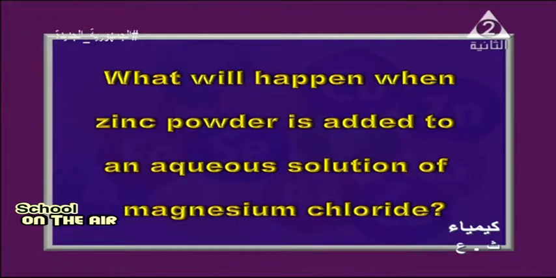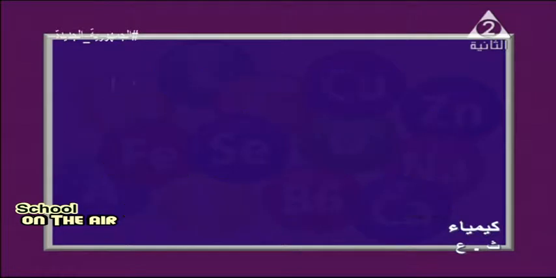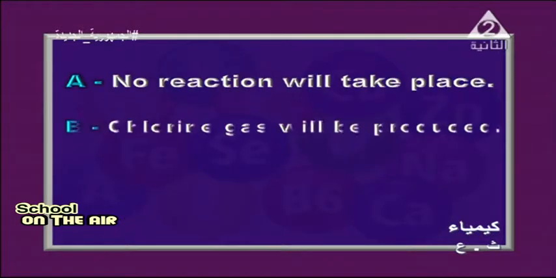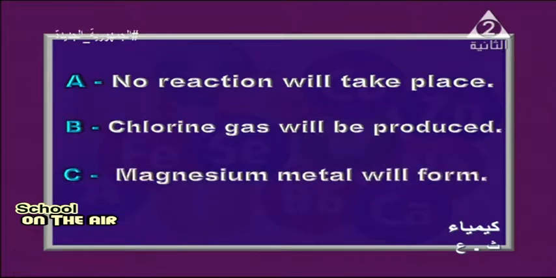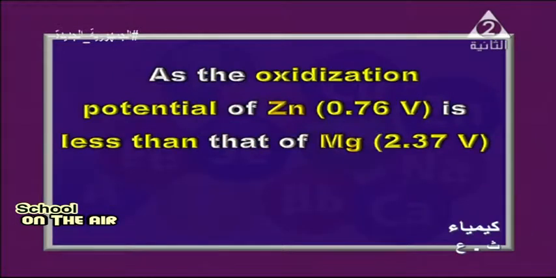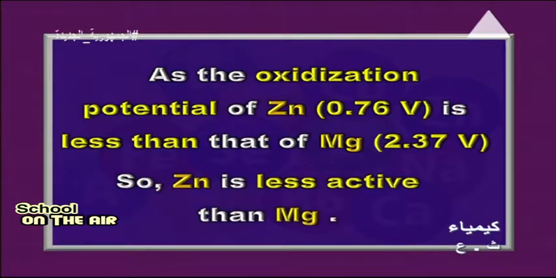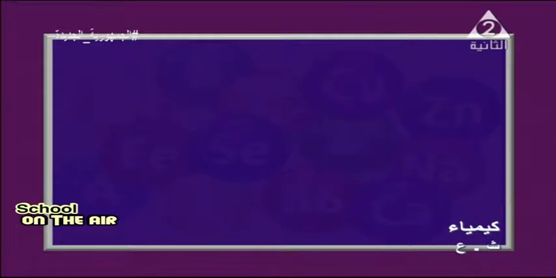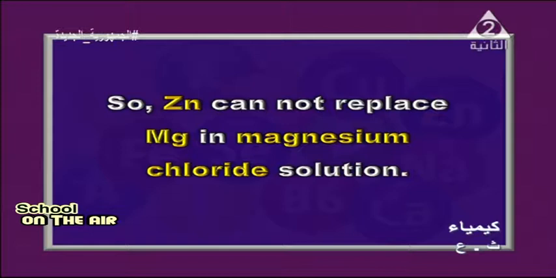So what will happen when zinc powder is added to aqueous solution of magnesium chloride? No reaction takes place, or chlorine gas will be produced, or magnesium metal will form, or zinc chloride will form. Here, my dear students, the answer will be no reaction will take place, as the oxidation potential of zinc, 0.76 volt, is less than that of magnesium, 2.37 volt. So zinc is less active than magnesium, so zinc cannot replace magnesium in magnesium chloride solution.